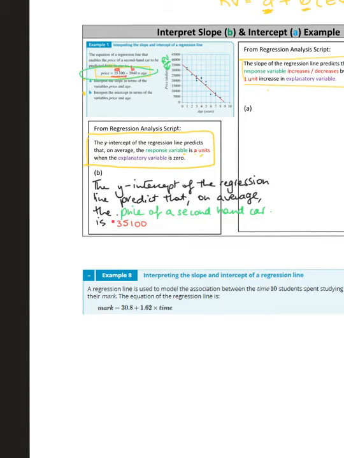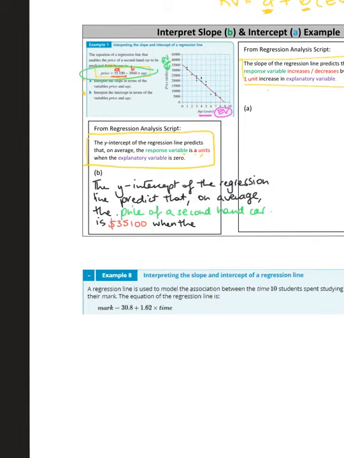So 35,100 would be referring to money because it's the price. That's what the units of that one are. So the price of a second-hand car is $35,100, and I continue on with when the explanatory variable. The explanatory variable, I don't really have a purple, so I use pink, is the age of our car.